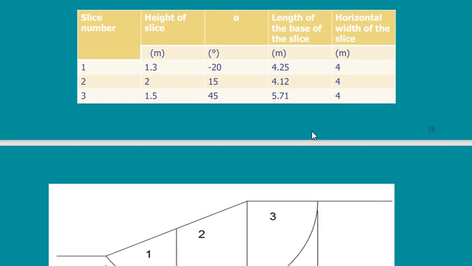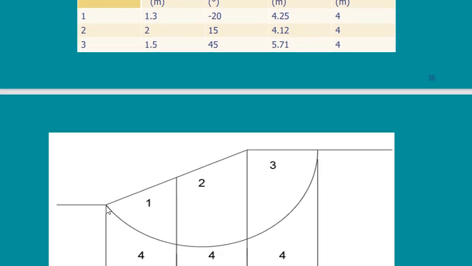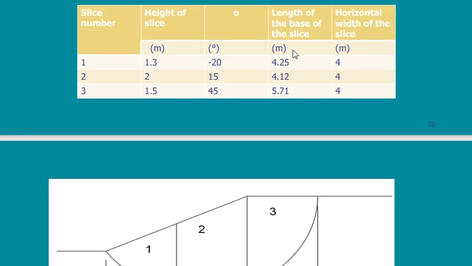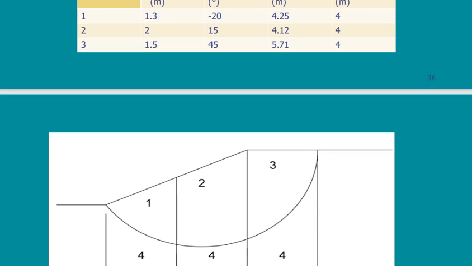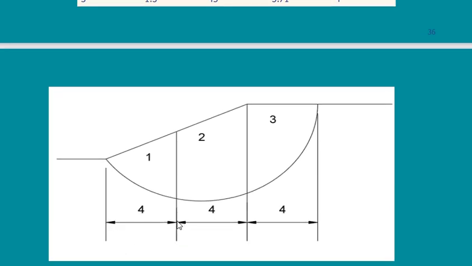Then the length of the base of the slice. For slice number 1, it is the length of this arc. Slice number 2, it is this arc, and slice number 3, this is the length of this arc. So these are the three lengths. I also need the horizontal width, which is the horizontal distance. I said that we usually use equal widths of slices, so here it is always 4. From here to there it is 4 meters, from here to there 4 meters, and from here to there also 4 meters.